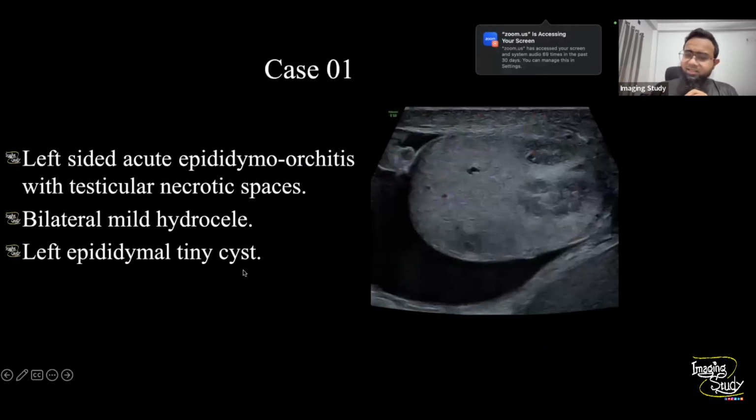So this is a case of left-sided acute epididymo-orchitis with testicular necrotic spaces. There is also bilateral mild hydrocele and a left epididymal tiny cyst. So anyway, let's jump into the second case.